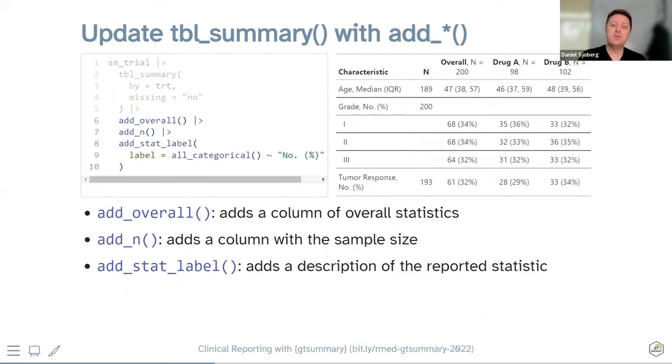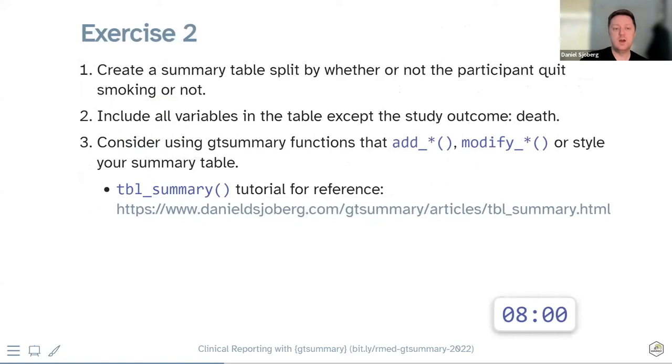All right, let's look at some other common add functions for tbl_summary objects. add_overall simply adds an overall column. So now you can see here we have our summary statistics split by drug A and drug B, but we also have an overall column. You can decide if you want that column at the front, at the back, wherever you'd like. And so that's a common thing you'll see.